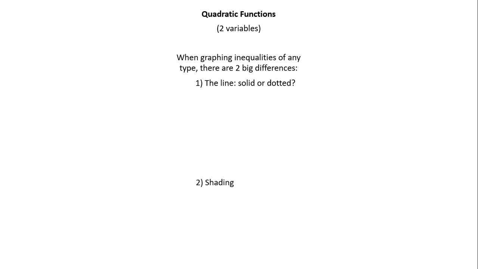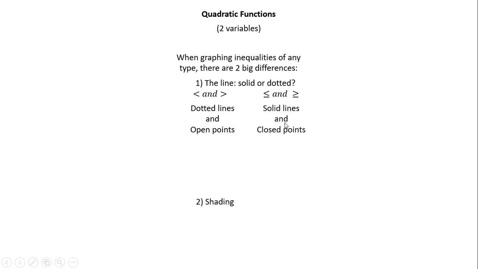So first thing we want to look at is the line. We have two different types of signs. We have just greater than and less than, and then we have the or equal to's as well. Remember, just with lines and with points, greater than and less than have dotted lines and open points, and the or equal to's have the solid lines and closed points. Open points are the little circles that aren't filled in, and closed points are the circles that are filled in.